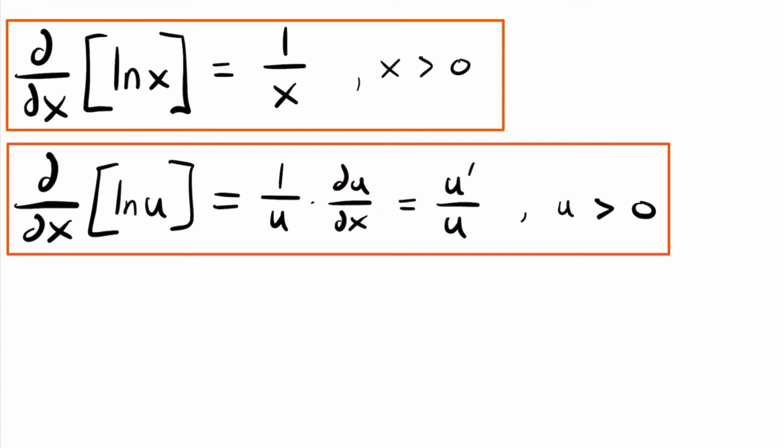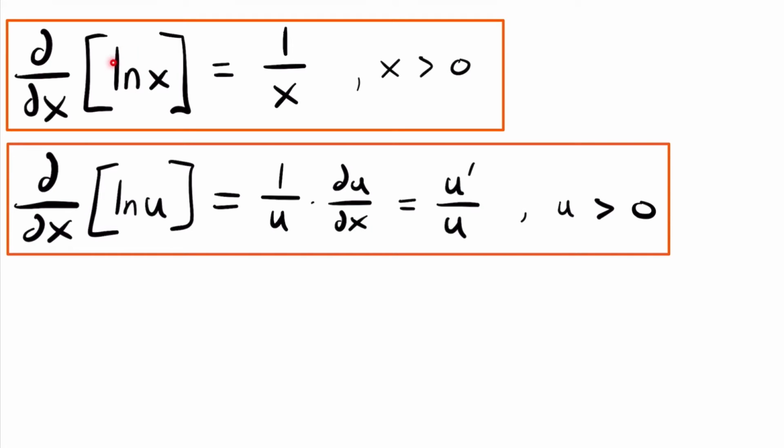All right, so if we want to take the derivative of the natural log function, that's going to be equal to 1 divided by x. And that is given that x is greater than 0, right? Because the natural log function is only defined for positive values that are greater than 0, right?